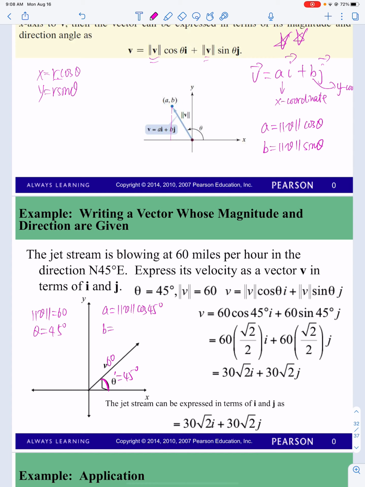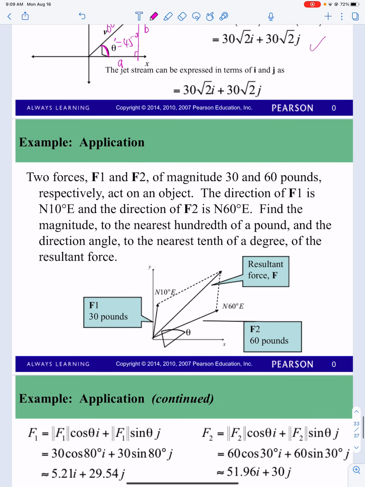What will be b? It's v what? Sine. Because what are you doing? You are doing x and y coordinate here. X and y coordinate here. Okay? So this is what you have here. With me? So this is how you do this one. Okay, so the last one.